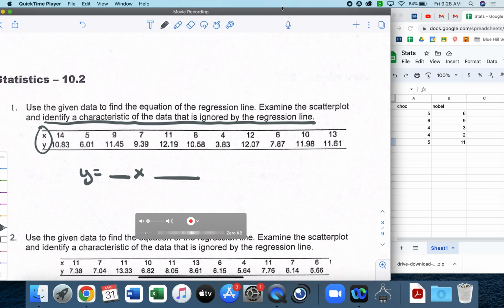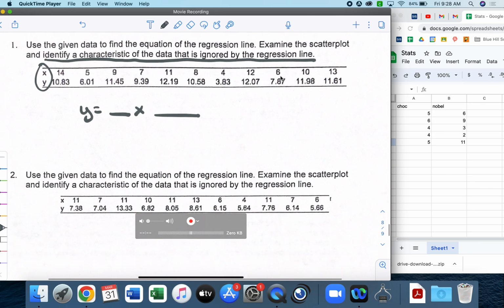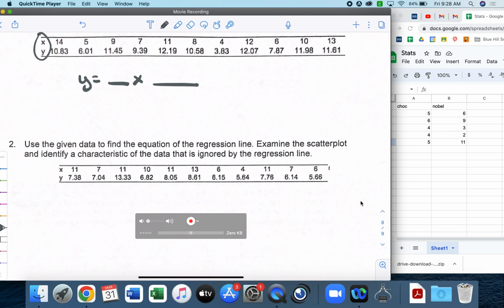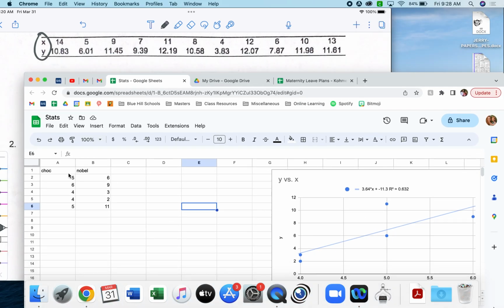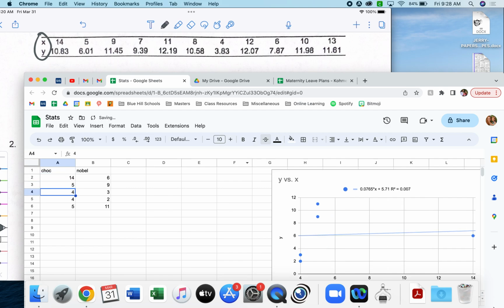I'm going to type those numbers in. Let me put them all the way to the top so I can type them in. And I'm going to put them right here. So here we go. Give me just a moment. 14, 5, 9, 7, 11, 8, 4, 12, 6, 10, and 13. Okay, now the other one's harder. Here we go. 10.83.